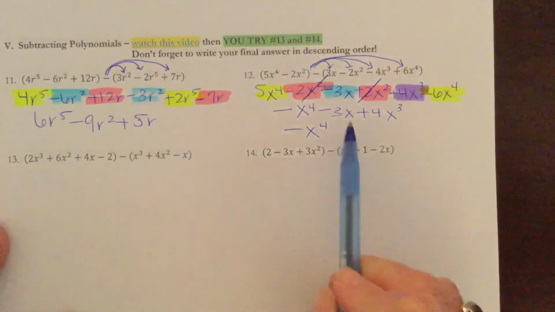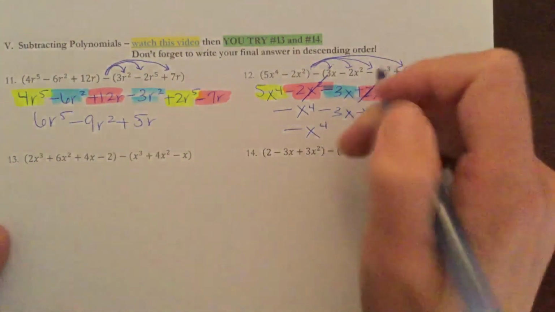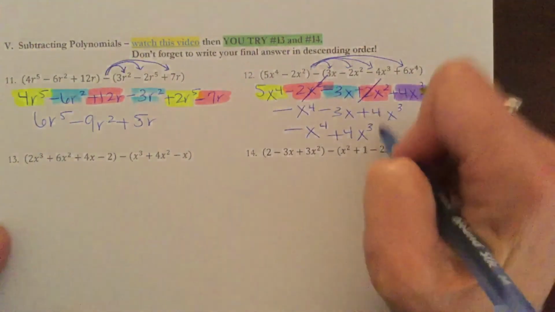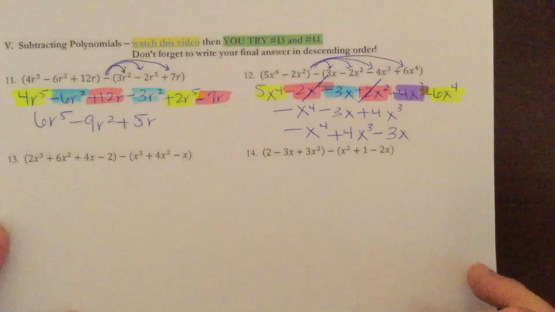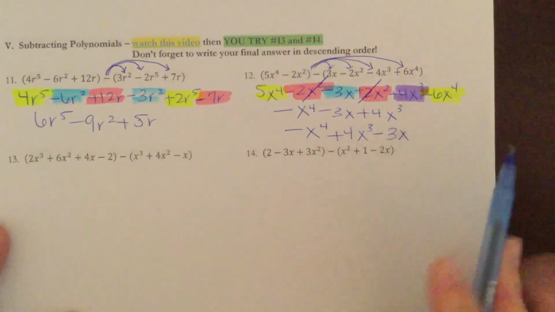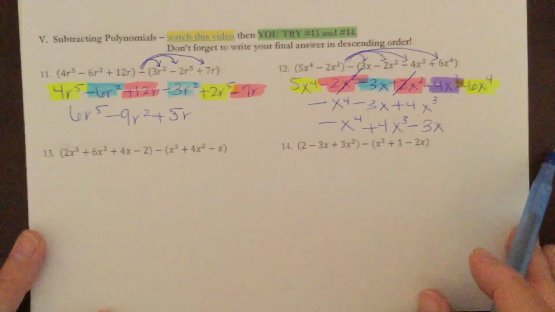The next highest power that we see is this with the x cubed, so that 4x cubed term will come second. And then finally, the minus 3x term will come last. We are now going from 4 down to 3 down to 1. You try number 13 and 14.